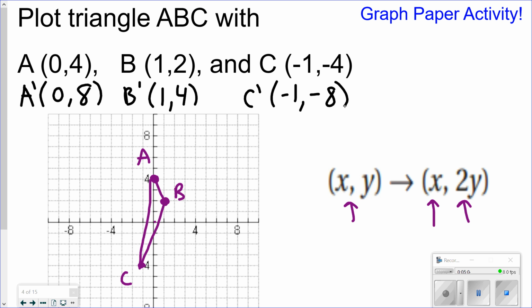So now I'm going to plot these new points. So (0, 8) is going to be all the way up here. This is A prime. B prime is (1, 4): 1, 2, 3, 4. And then C prime is (-1, -8), which is actually, sorry, down here.